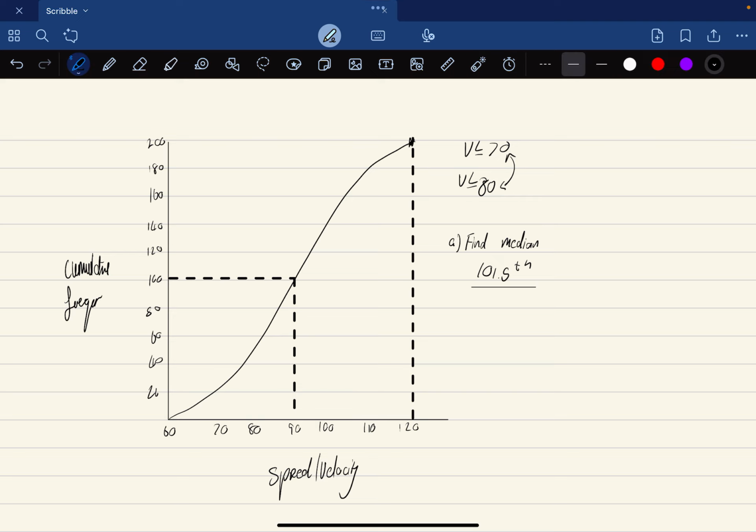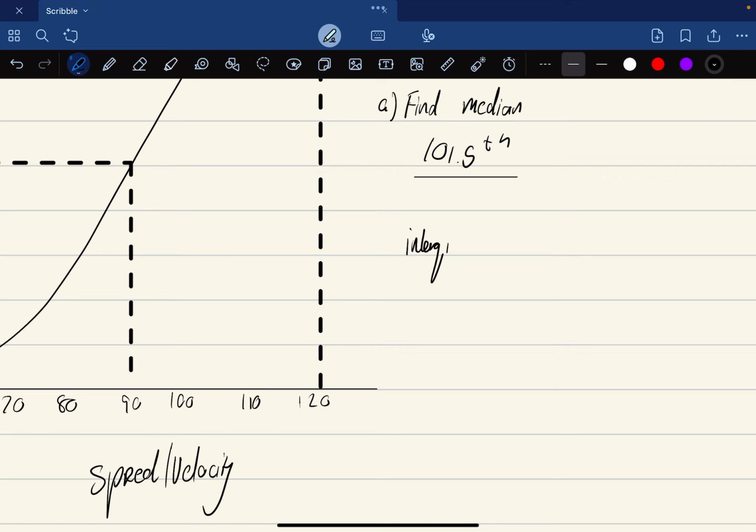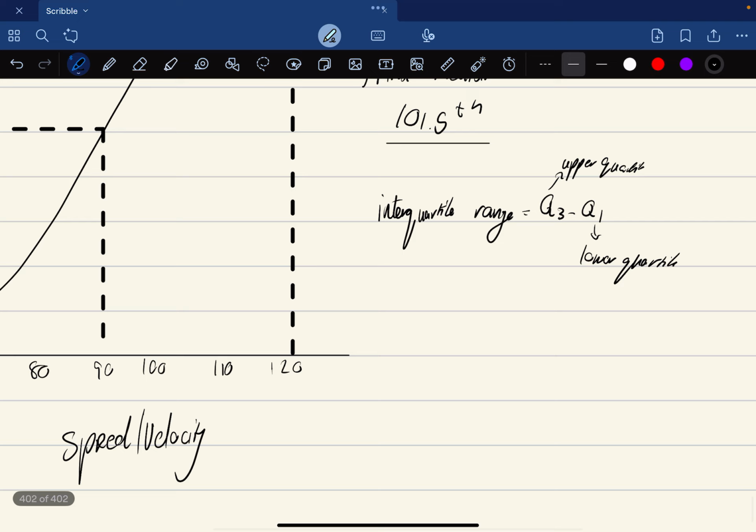Okay, so what does interquartile range mean? Interquartile range is Q3 minus Q1. So it's upper quartile minus lower quartile. What is upper quartile? Upper quartile is our 75th percentile value, and Q1 is our 25th percentile value.